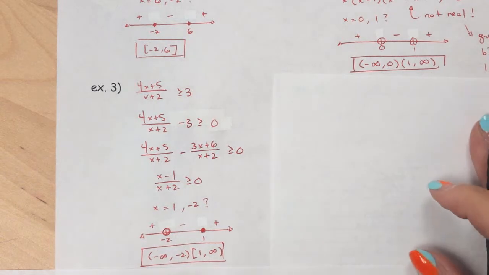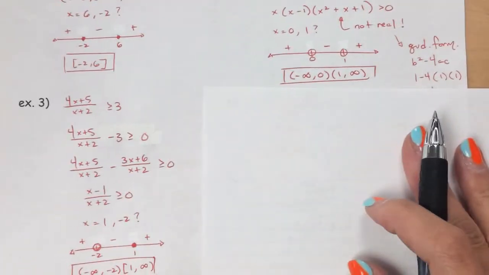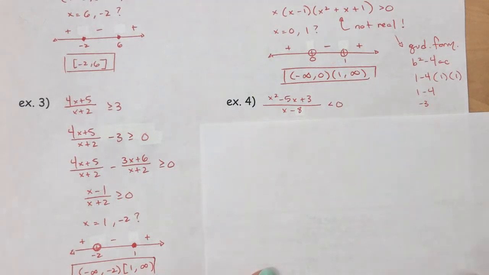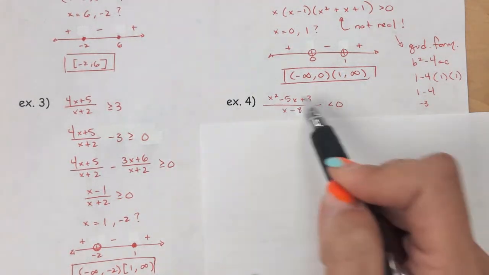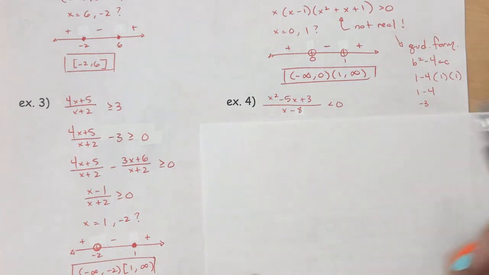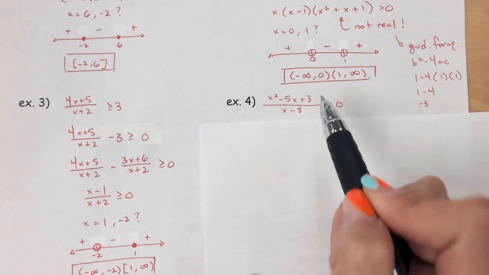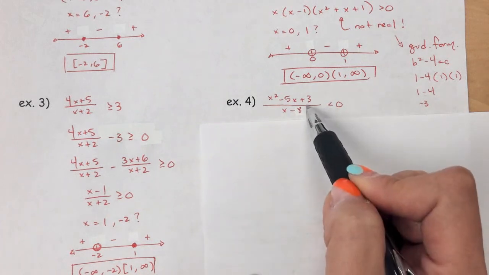Okay, number 4, second to last. So number 4, I'll keep it here. So let's say you have something like this. So you have something like this, you're going to try to factor the top, it's not factorable. And then you're going to check the discriminant, and the discriminant is positive. So unfortunately, you got to use a quadratic formula.